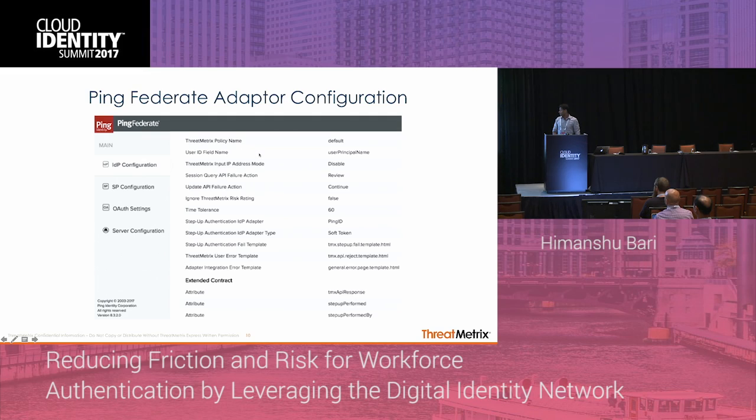The user ID field is the field where we want to know where the username is coming from. The input IP address mode, so getting the user's IP address, is very useful in figuring things out like IP spoofing and so on. This basically allows us to know how to capture the IP address. For the demo, we had disabled it, but you can either do it using the servlet, or there is some X-Forwarded-For configuration that we can use to capture the user IP.